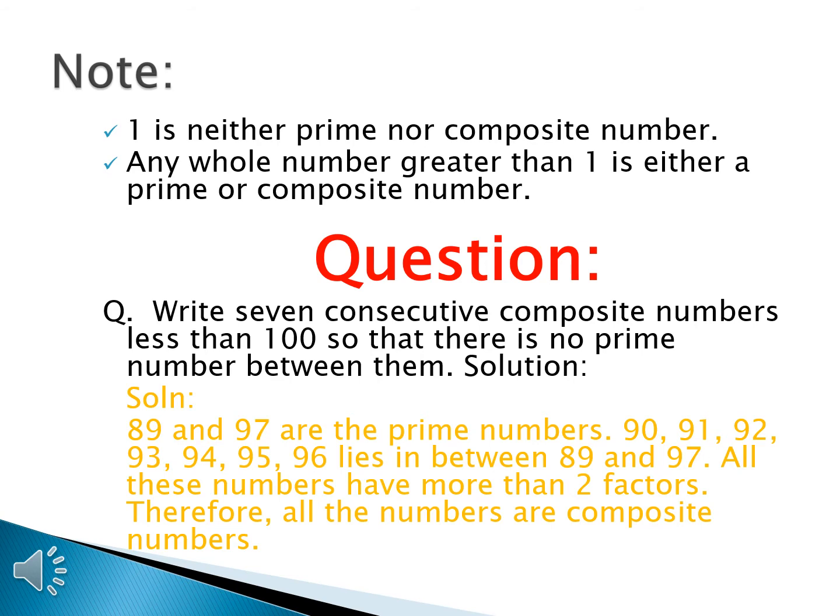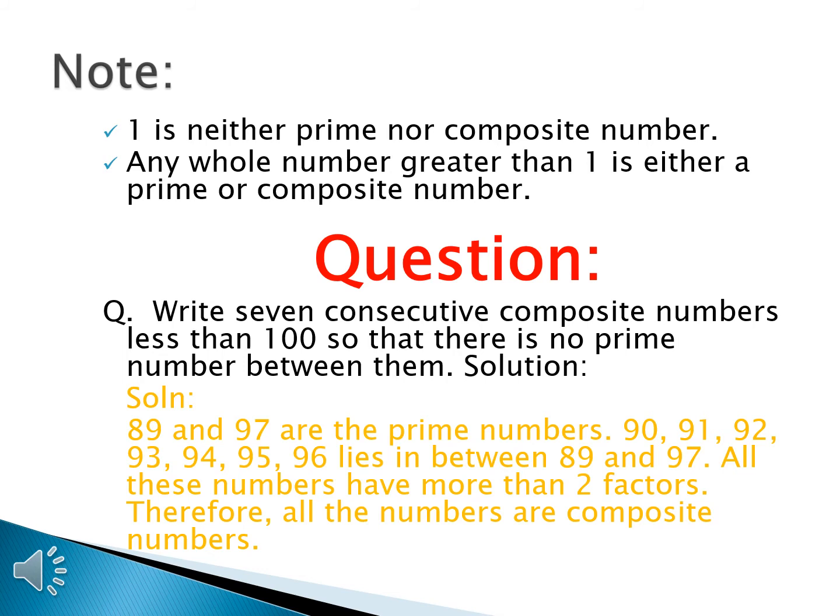Now, I just said the numbers other than 1 whose factors are 1 and the number itself are called prime numbers. So what about 1? Is 1 either a prime number or a composite number? It may be one of them. No. So 1 is neither prime nor composite. It does not come in the category of prime numbers, neither does it come in the category of composite numbers. The second thing you have to be careful about is that any whole number greater than 1 is either prime or composite.